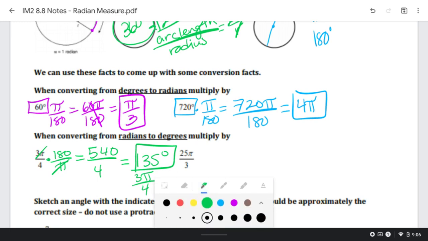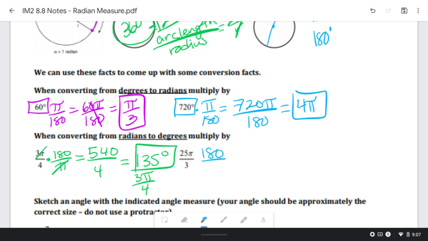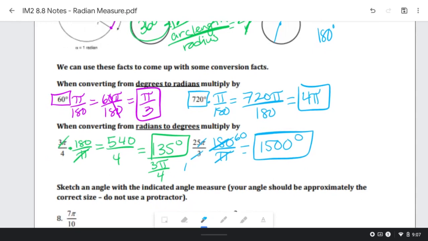So for this one, again, we would make sure that the pi's cancel out. So you want to make sure that the pi's in the bottom, the denominator. You can reduce before you multiply. So for example, I have 3 and 180. I know that I can reduce that to 60 because they're both multiples of 3. And then 6 times 25 is 1500 degrees. So that goes around quite a few times in a circle.